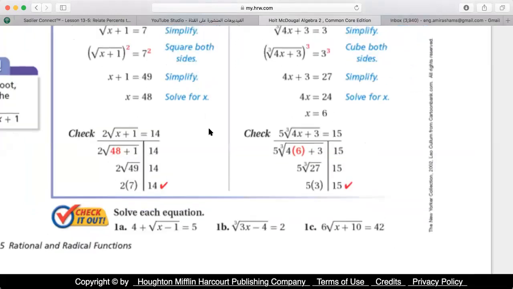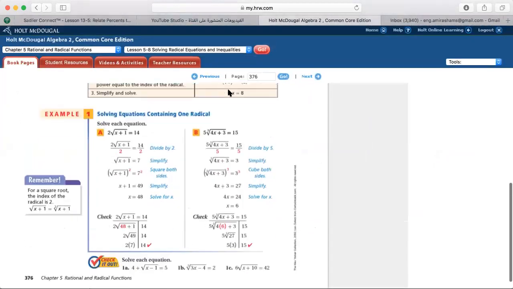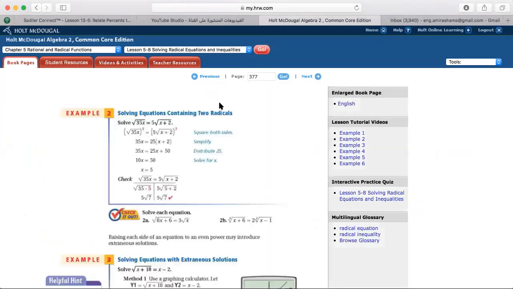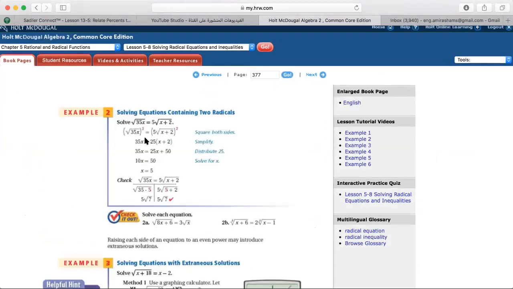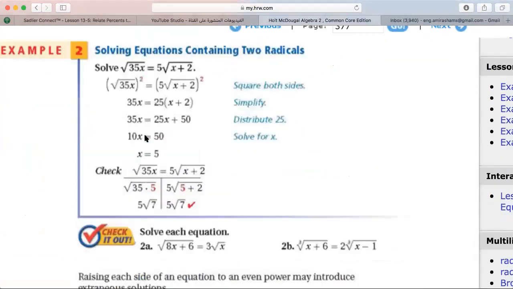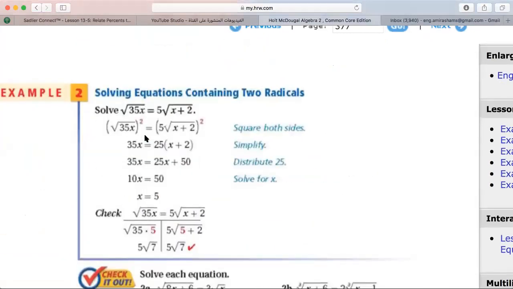Okay, girls, let's go to the second page. Solving equations containing two radicals. Before, we solved only one radical on one side. What if I have two radicals here? If I have two radicals, I'm going to square both sides.